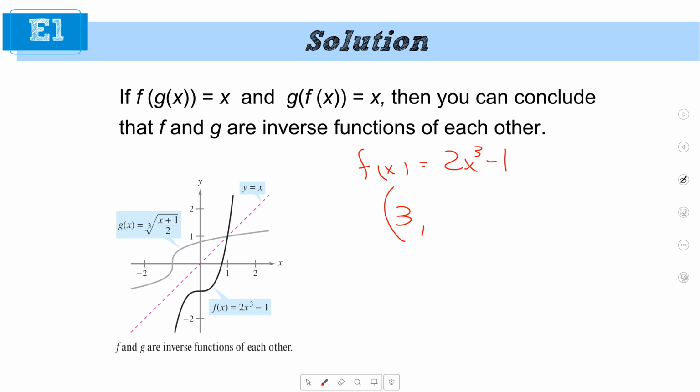Is that right? 3 cubed is 27. 27 times 2 is 54. 54 minus 1 is 53. We're all on the same page, yes? Outstanding. Okay, so we know that that point, (3, 53), is on f of x.